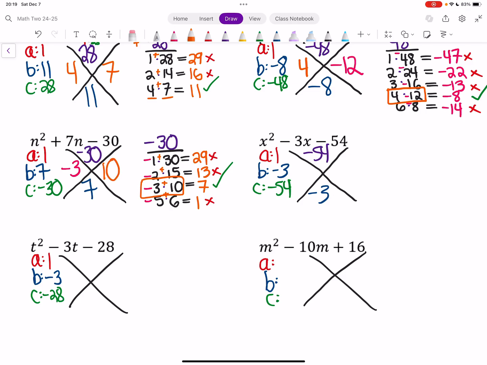Lastly, I'll check. Make sure that negative 3 multiplied by 10 is negative 30. That checks out. Make sure that negative 3 add positive 10 is 7. Yep, that also checks out.